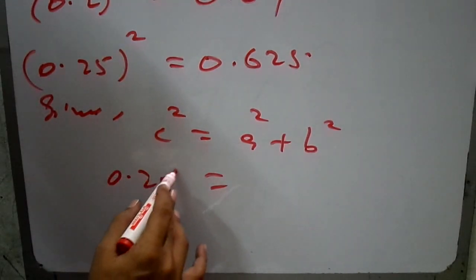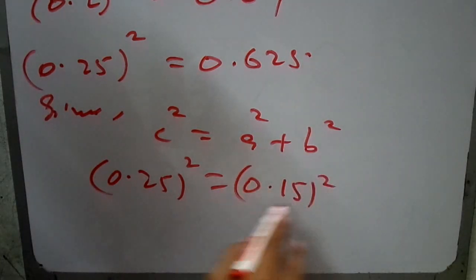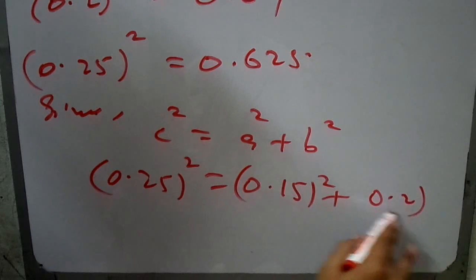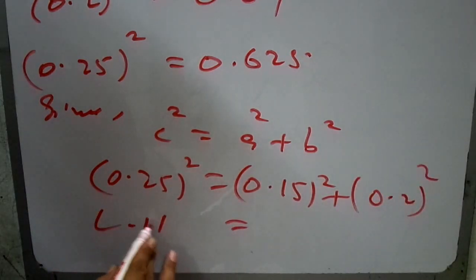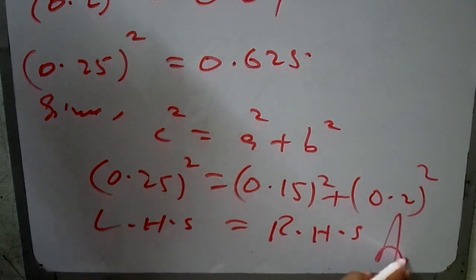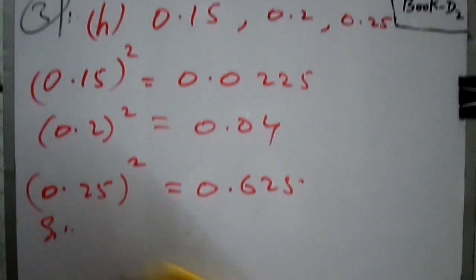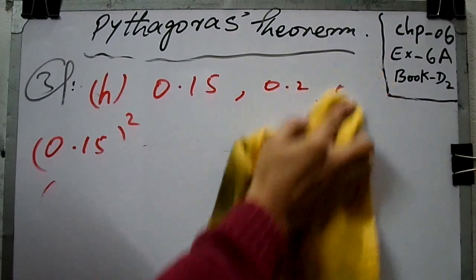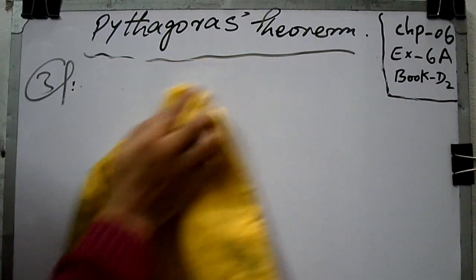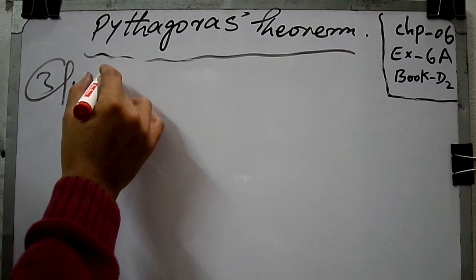If I put here 0.25 whole square is equal to 0.15 whole square plus 0.2 whole square, I will get the exact result which exists at the left hand side. So it means left hand side is equal to right hand side. So that is your result. Now coming to the next part, that is your G part.